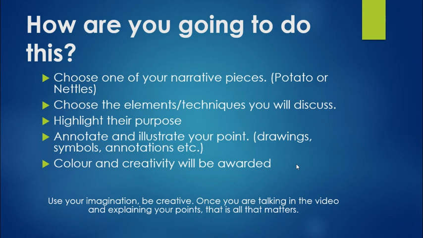How are you going to do this? You need to choose one of your narrative pieces. The most appropriate are the potato or nettles. My favorite restaurant will not work for this one. You need to choose either potato or nettles or something you did yourself. You then need to choose the elements or techniques you're going to discuss. You need to highlight their purpose. You can use annotations, illustrations, drawing symbols, etc. You need to use color and be creative because you will be awarded for that.